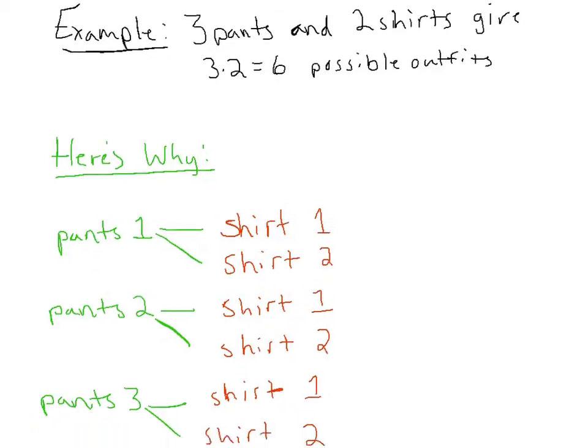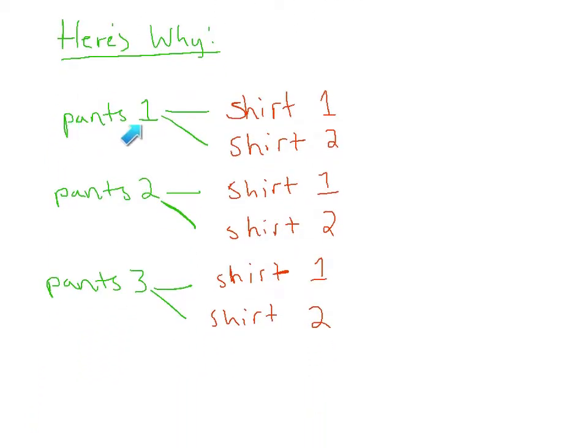And here's why it works. If we choose the first pair of pants, we can still choose shirt 1 or shirt 2. So there's 2 different combinations right there. If we choose the second pair of pants, we can still choose shirt 1 or shirt 2. So there's 1, 2, 3, 4, and then pants 3 will give us 2 other combinations. Again, I need to stress that with combinations, the second event or third event does not care what the previous events are doing.